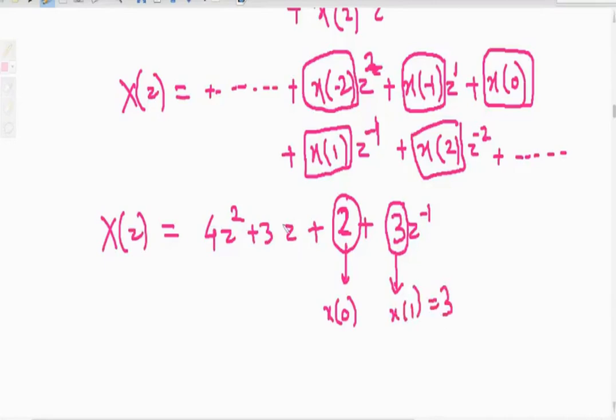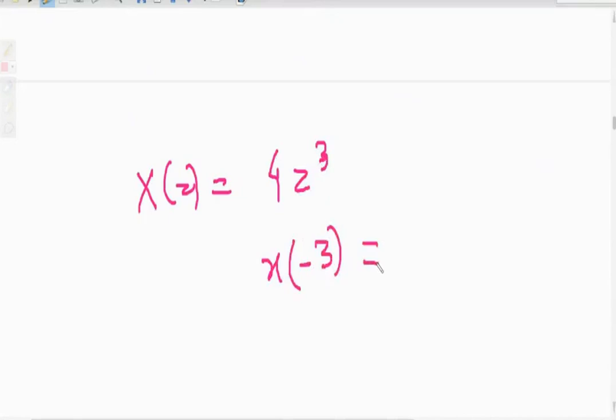Then 3z, z has a positive power, so here it is negative value of n, so this is nothing but x of -1. So x of -1 is 3. Again z has a positive power, so here it is negative value of n, so it is x of -2 equal to 4. I have taken 2 here because z has a power 2. Okay.